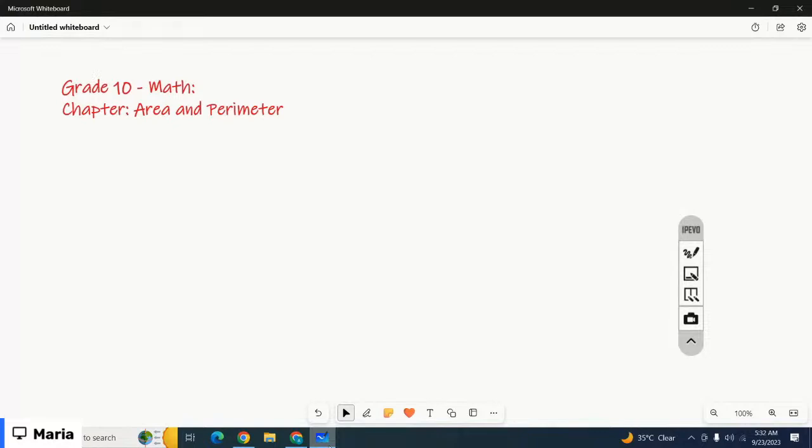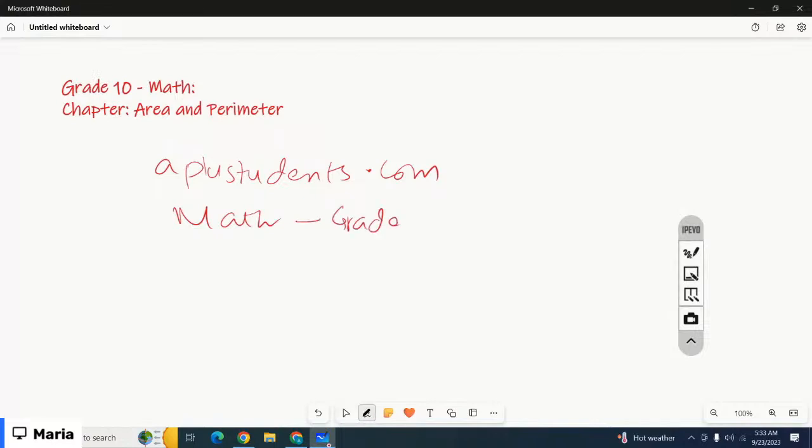You can find all the lessons on aplusstudents.com. You have to log in there using your email address, and the password is provided by the administrator. Then select math from the subject tab, scroll down to grade 10, and click on view all lessons. There you can find a list of the chapters.